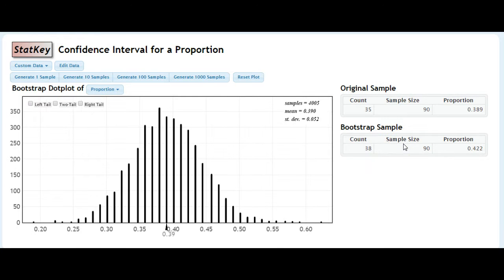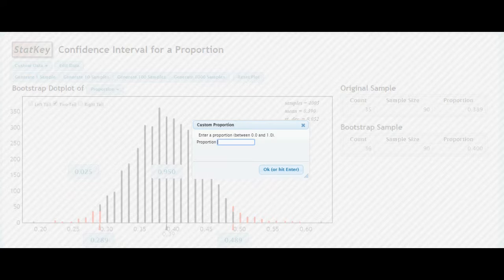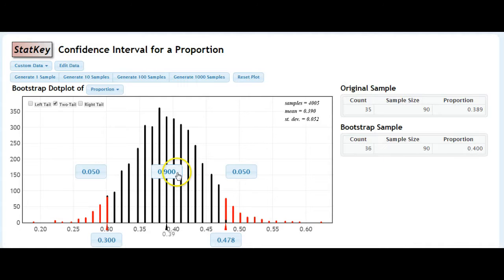Now going back to what you do with both of them. With a confidence interval, you want to start with the probability. So let's put on the two-tail, and we're going to set the probability. If I want a 90% confidence interval, I type in 0.9 in the middle, and using the proportion from the center, I can figure out how much my interval should span each way. So from 0.3 to 0.478. That would be the confidence interval of the proportion.